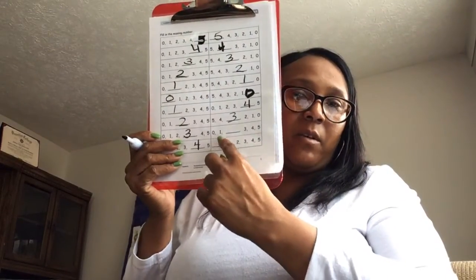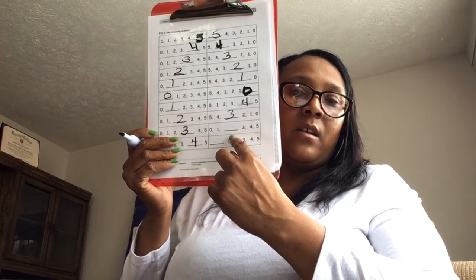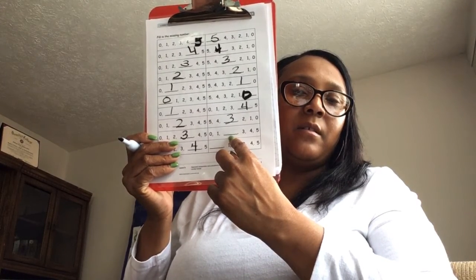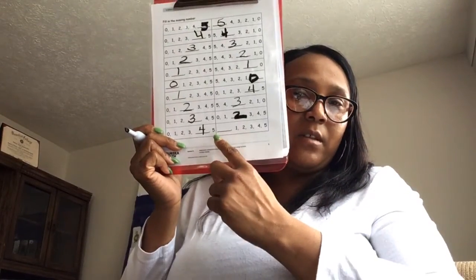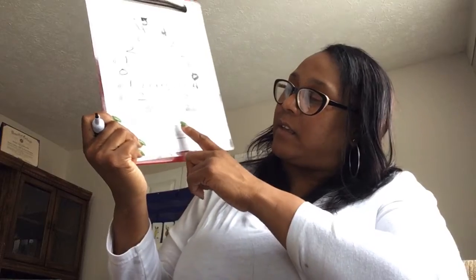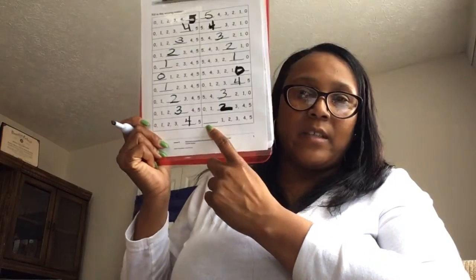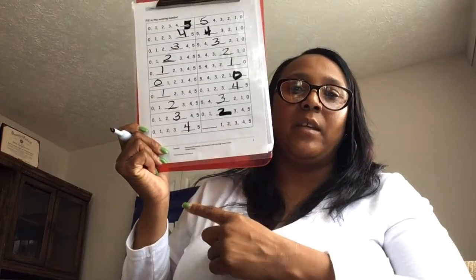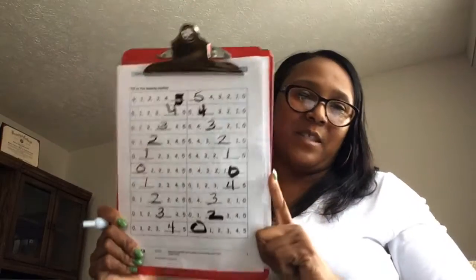We have 0, 1. What's the missing number? We're counting up. Yes, 2. And the last one, the missing number is here, and we have 1, 2, 3, 4, and 5. We're counting up again. That missing number is 0. Great job, scholars, on this sprint.